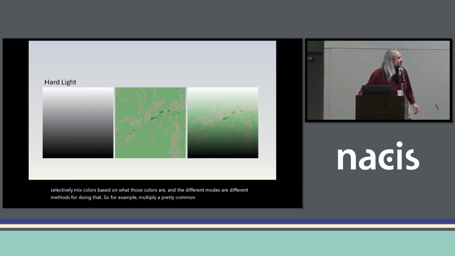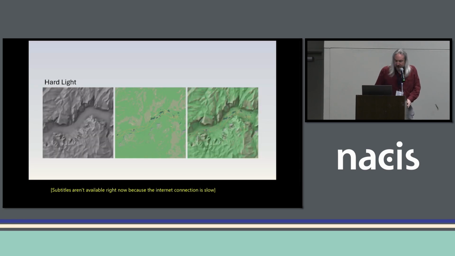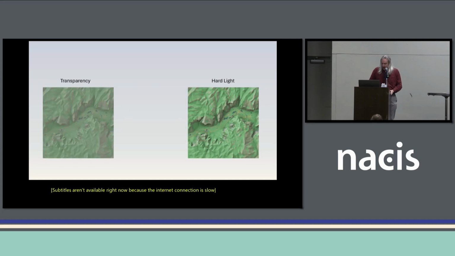And then hard light does both of those at the same time. Now white is opaque, black is opaque, and the medium grays are transparent. So that's really cool if you're trying to add shaded relief to a map, because if your flat areas are medium gray, they will completely disappear and you only get the highlights and shadows from your shaded relief. And if you compare that to transparency, you can see that it's a much nicer result.